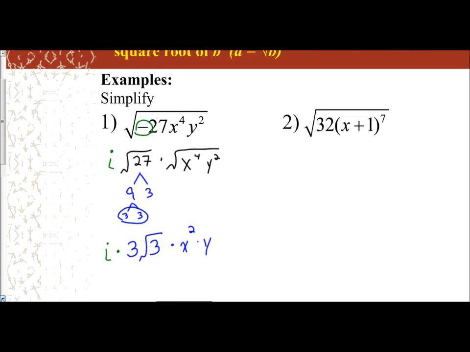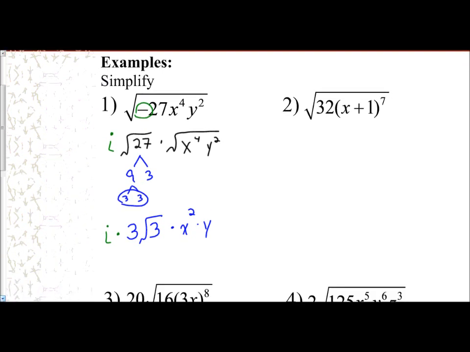So put it all together, piece it all back together. On the outside, I have a 3, an x squared, a y, and then an i. So I have 3x squared y, then my i, and all that remains on the inside is a radical 3. And so that is the simplified version of the square root of negative 27 x to the fourth y squared.